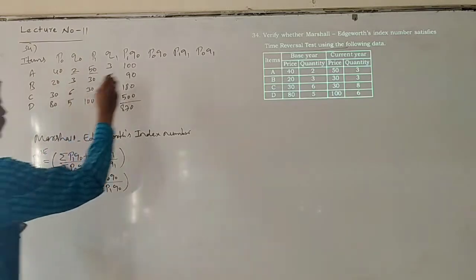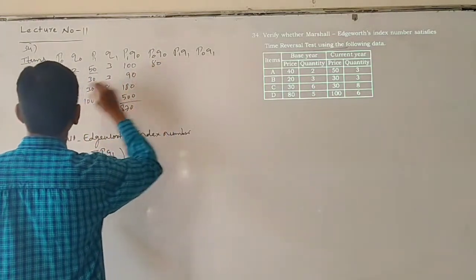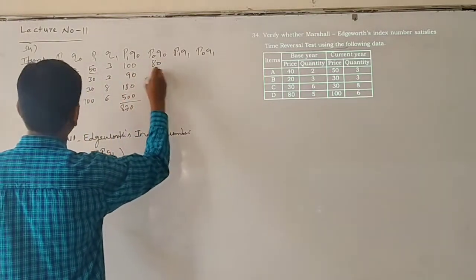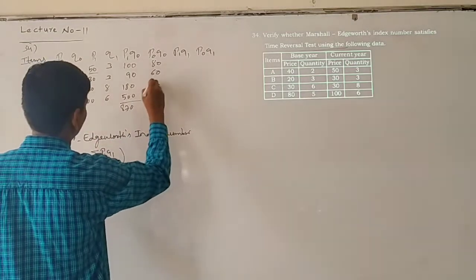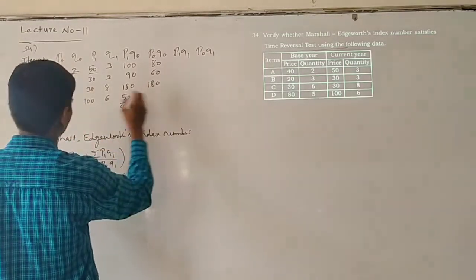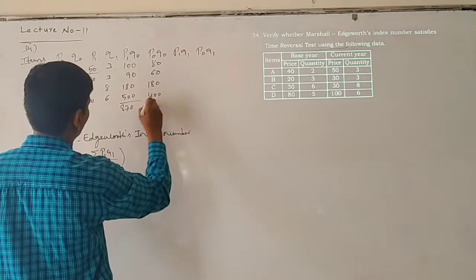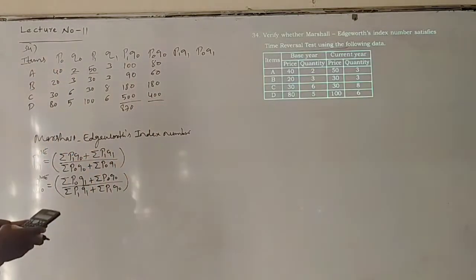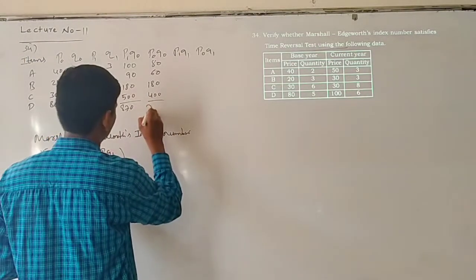This is 42 is 80, 23 is 60, 36 is 180, 85 is 400. Okay, 400 plus 60 plus 80 is 720. Sum of P0 Q0 is 720.